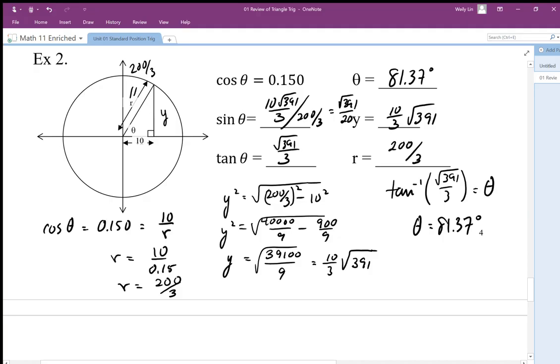Now, this picture is not quite accurate, but it's relative. It's not too far off.